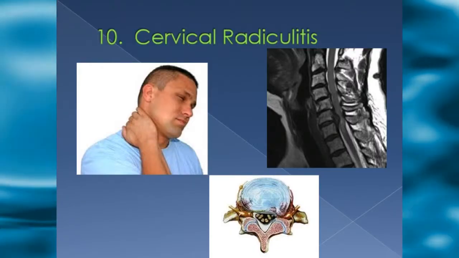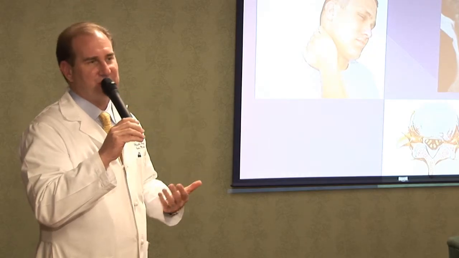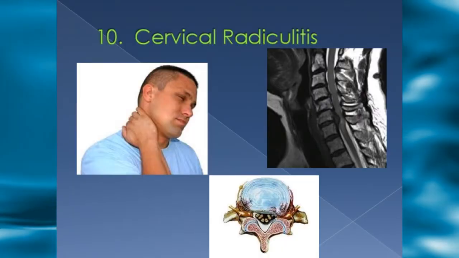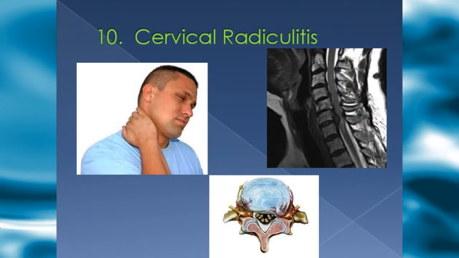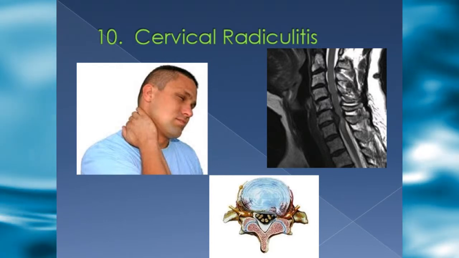So this term cervical radiculitis: cervical just means neck, and radiculitis just means inflammation of the nerve that goes down into the arm. You'll typically feel pain, not necessarily in the shoulder itself, but more on the side of the neck or in the top of the shoulder, up in these muscles here.